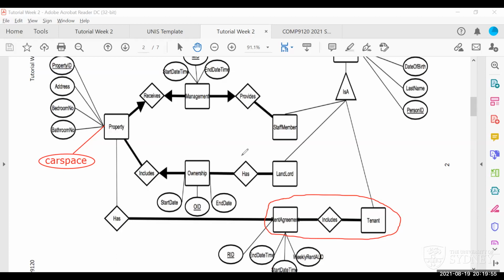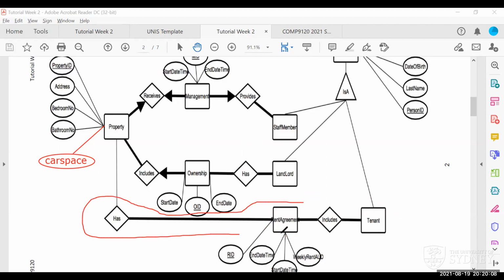So between rent agreement and has. Okay, so here, is this a problem here? So how do we read this? This is a thick line again. So rent agreement is a thick line, and then this one has, the relationship is has, and property.